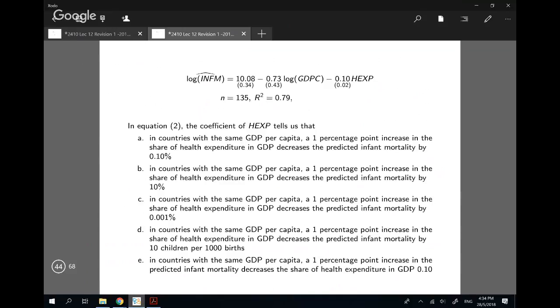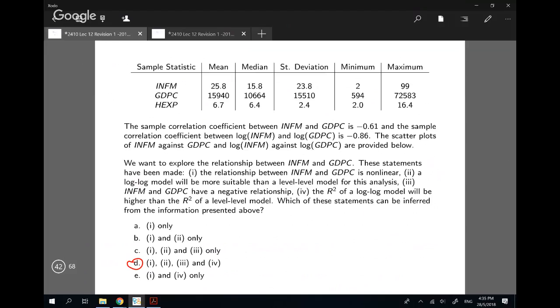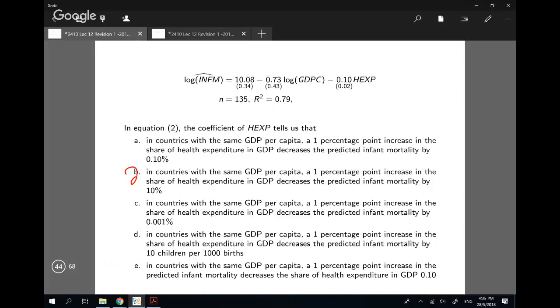So in a country with the same GDP per capita, a 1 percentage point increase in the share of health expenditure in GDP decreases the predicted infant mortality by 10%. Agree? Okay, that's good. It's percentage point, not percentage, because it's not a log model, it's level, but health expenditure in terms of percentage of GDP. And it decreases because it's negative. You multiply by 100, so 0.1 times 100, you get 10. Let's just check. Right, correct.